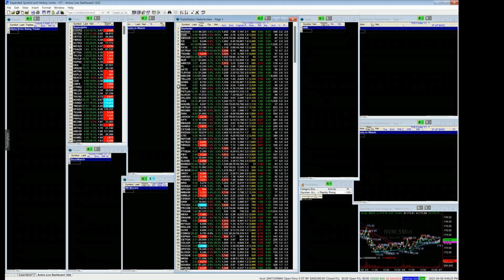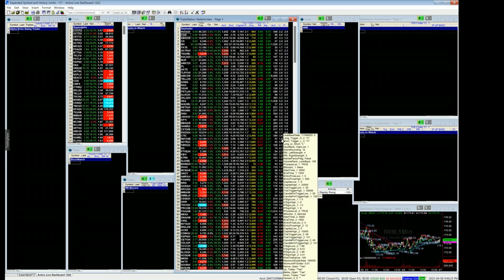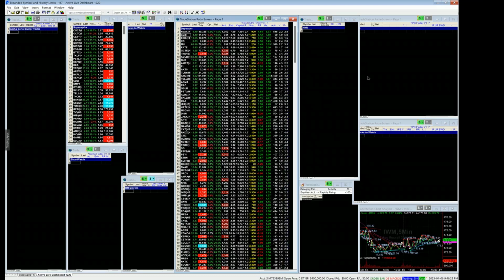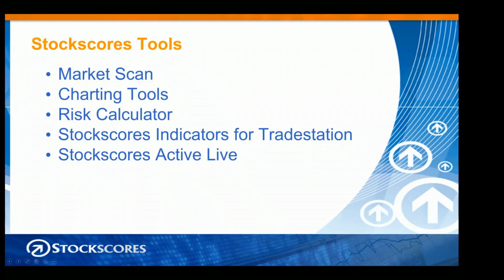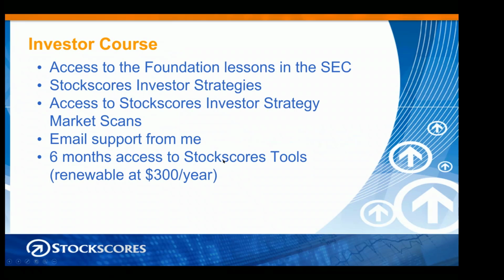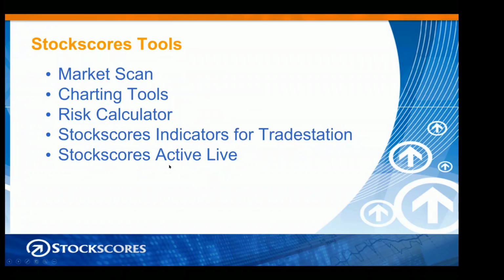Okay, so that's Tradestation. Now the screen that you see here is my active live layout. I'll talk about active live in a minute, but just have a sense of this. Now, Stockscores Active Live, so let's talk about that now. Active Live is a service that I offer where you don't have to have Tradestation. You can just watch mine.